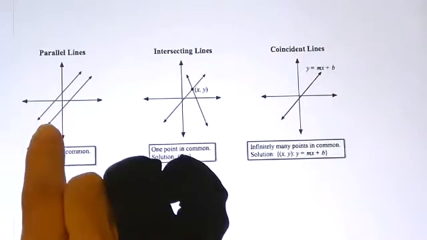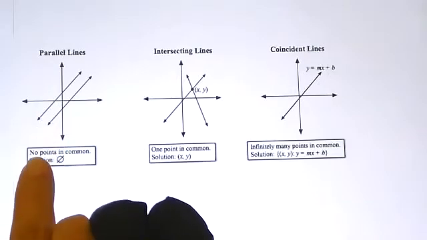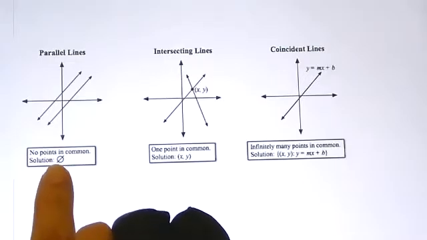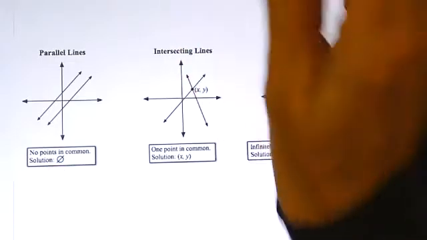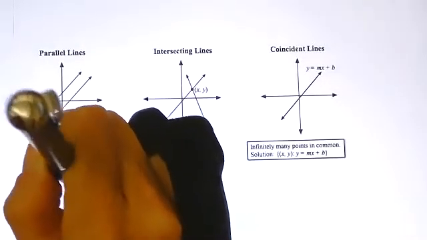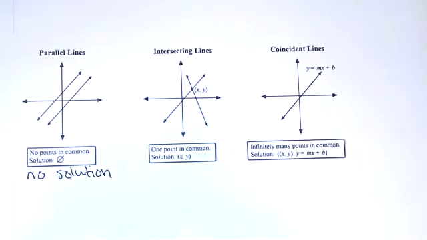But it is possible that you have parallel lines. Parallel lines do not intersect. There's no points in common. The solution, that circle with a line through it, stands for the empty set, which is just a fancy way of saying no solution. So most of you guys will probably just write no solution.